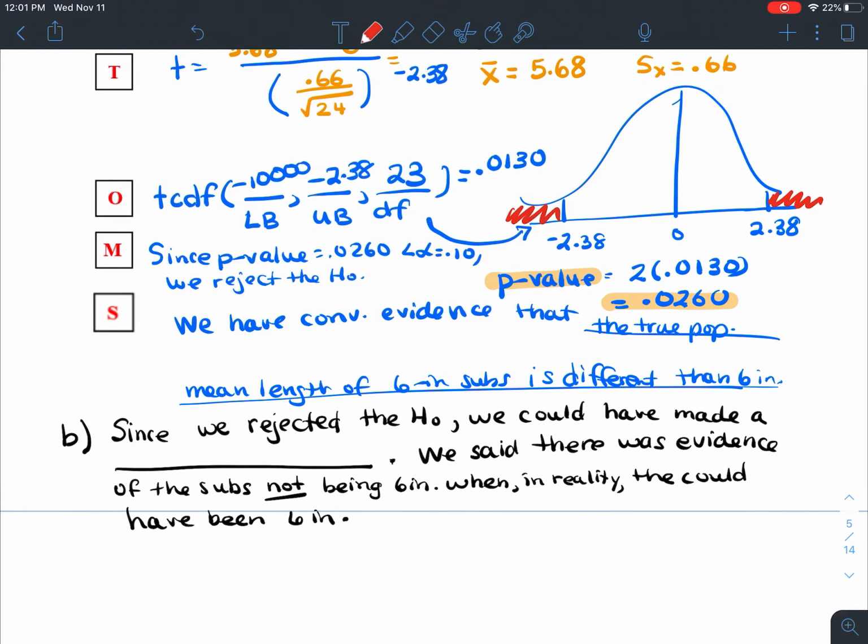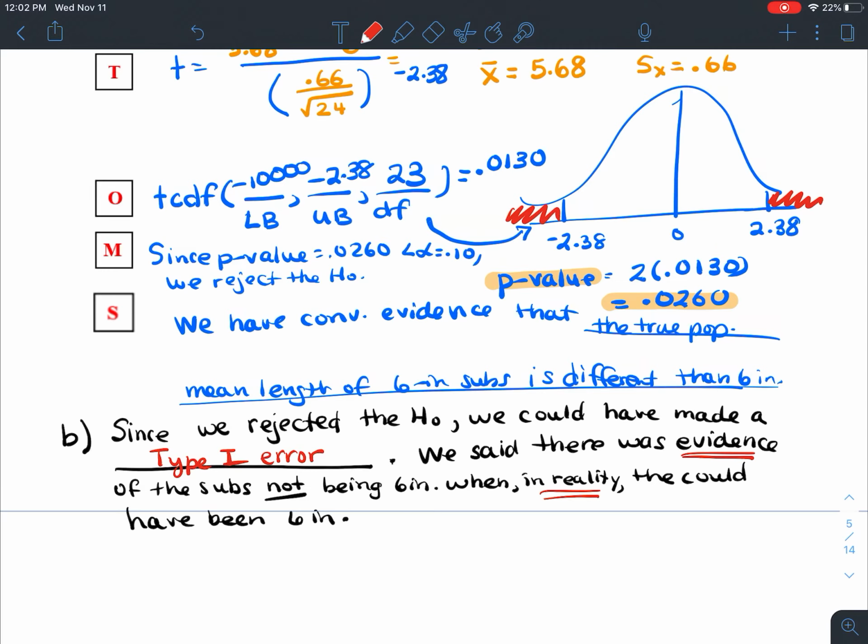We could say that since we rejected the null hypothesis, we could have made a type 1 error. A type 1 error is when you reject the null hypothesis when in all reality the null hypothesis is actually true. So here's our context. We said that there was evidence that the subs were not 6 inches, when in all reality the subs would have been 6 inches. That's what a type 1 error would have been in this context. We're rejecting that the subs are 6 inches when in all actuality they are 6 inches.